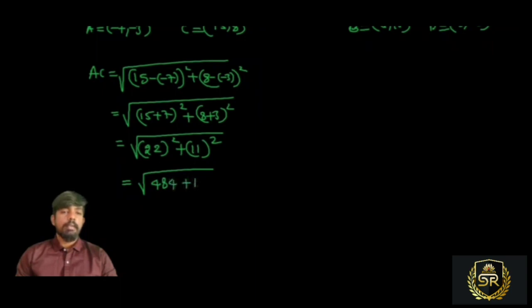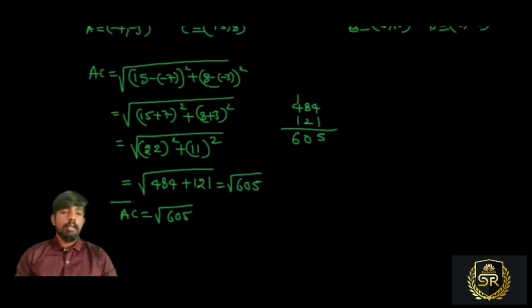22 square is 484. 11 square is 121. Then 484 plus 121 is 605. Root over 605. Therefore, AC distance is equal to root over 605.